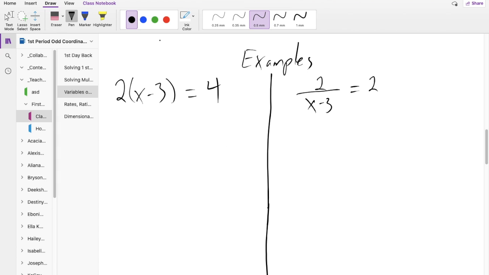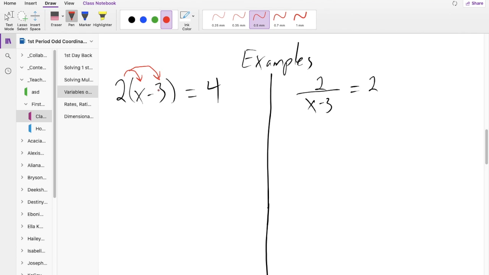If I have something being multiplied to a quantity, to some parentheses, what I can do is called distribute. So I could take this 2, I could multiply it to the x, and also multiply it to this negative 3. So sometimes that is the best route to go. Other times, as in, for example, this problem, it's actually a little bit more work to do that.